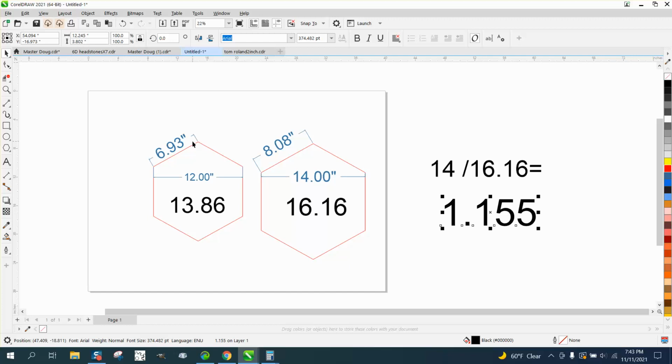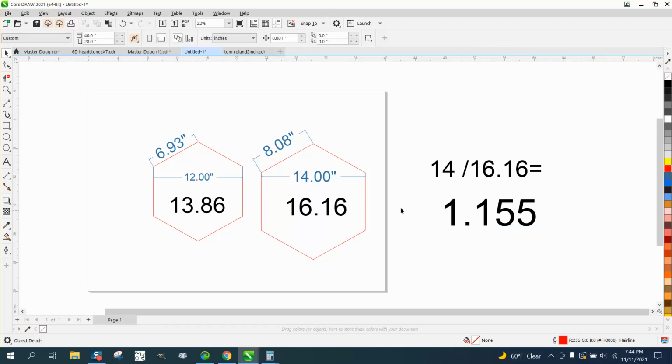But if you take, so you've got this and you want it to be six, and you've got this and you want it to be seven. And so what I did is 6.93, which is the length of one side, is 13.86. 8.8 is 6.16. So I divided that by 14 and I came up with 1.145. There's some rounding off there, but I figured out that you could cut it out.